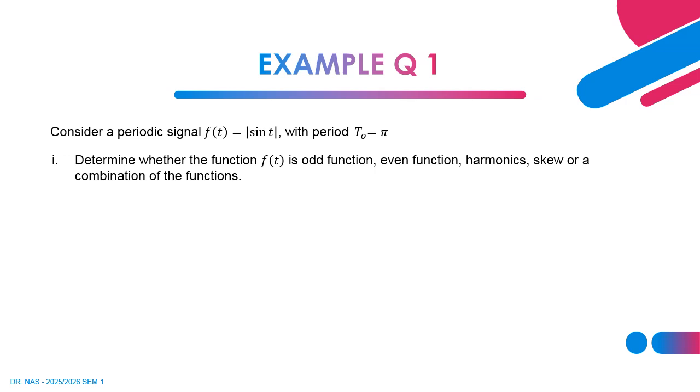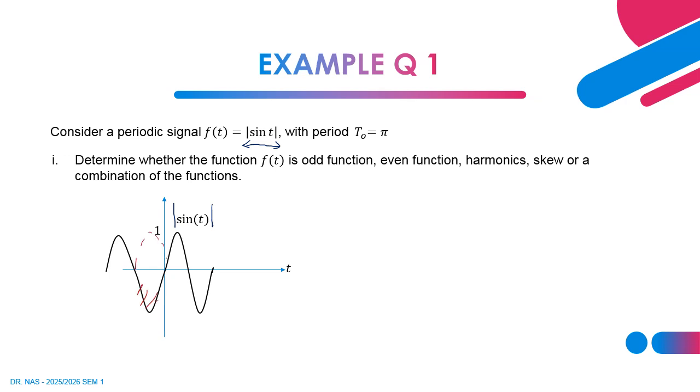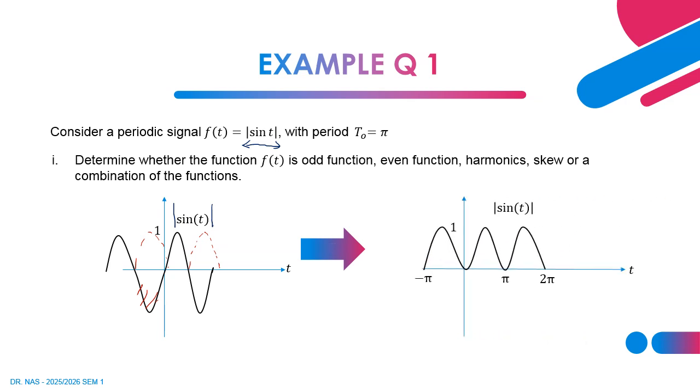But in this case we have the modulus. We have the modulus sine t. When it has modulus, meaning that all the negative amplitude will be positive. So all this negative amplitude will be positive, and this one as well. So the signal looks like this. From here you can determine whether it's odd, even, harmonic, skew, or else.